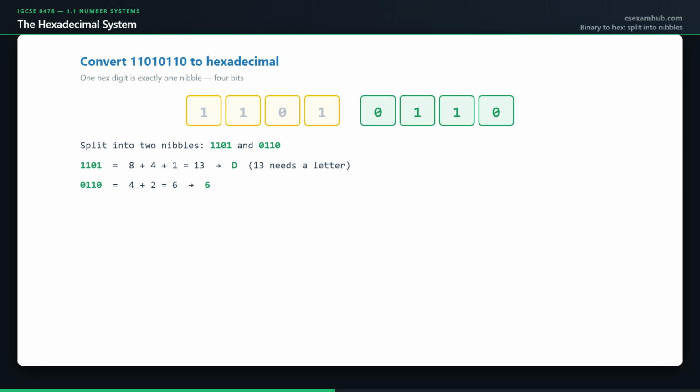Second nibble, 0110. 8 is off, 4 is on, 2 is on, 1 is off. 4 plus 2 is 6. 6 is below 10, so it stays as 6. Put the two together in order, and the answer is D6. That is the whole method, and notice we never once dealt with a number larger than 15.